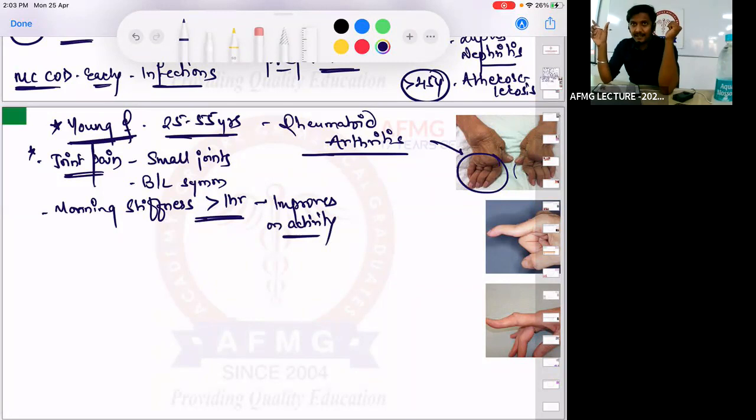So these are the characteristic words that will be given in the question. So the patient complains of bilateral small joint pain along with morning stiffness for 1 to 2 hours, which improves on physical activity. The diagnosis to be made if it is a young female is definitely rheumatoid arthritis, right?